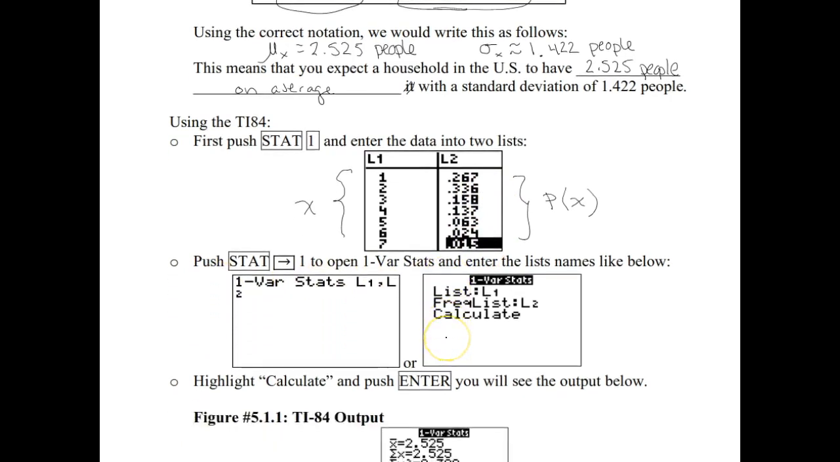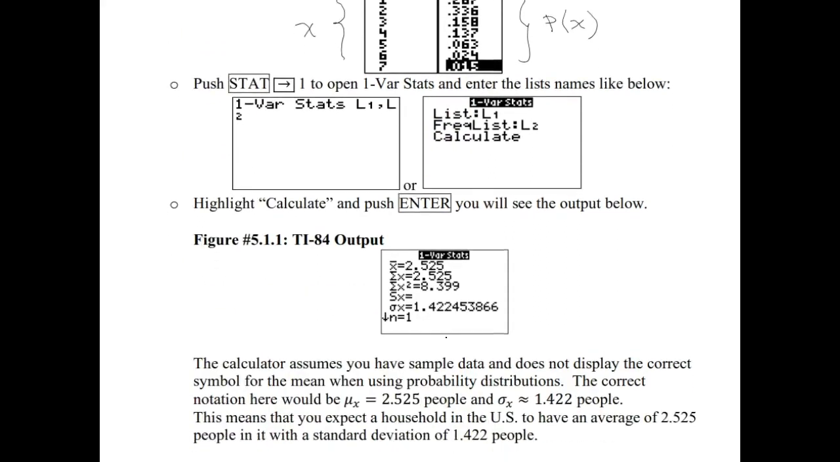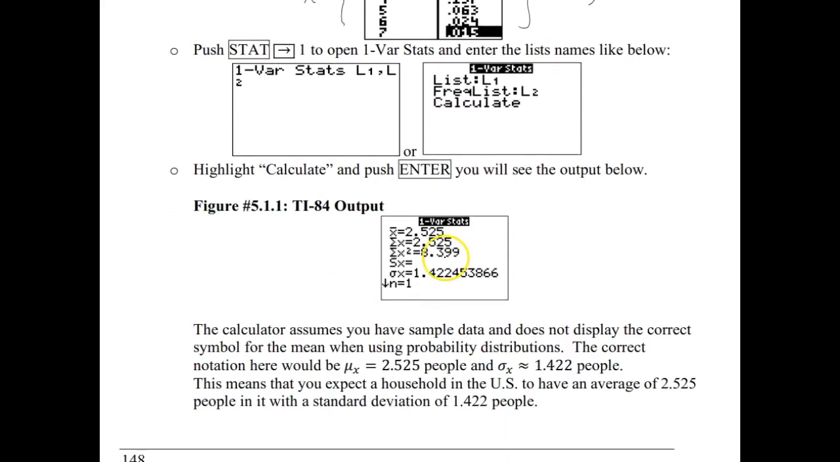Again, depending on what your screen would look like here, we would enter L1 and L2. And when we push enter, our output is here. Now, the calculator is a bit irritating here when we're looking at probability distributions. So as you notice here, next to S, there's nothing displayed for a sample standard deviation because it recognizes it's a probability distribution when that second column summed to 1. So it only displays a value for sigma x because probability distributions have parameters.